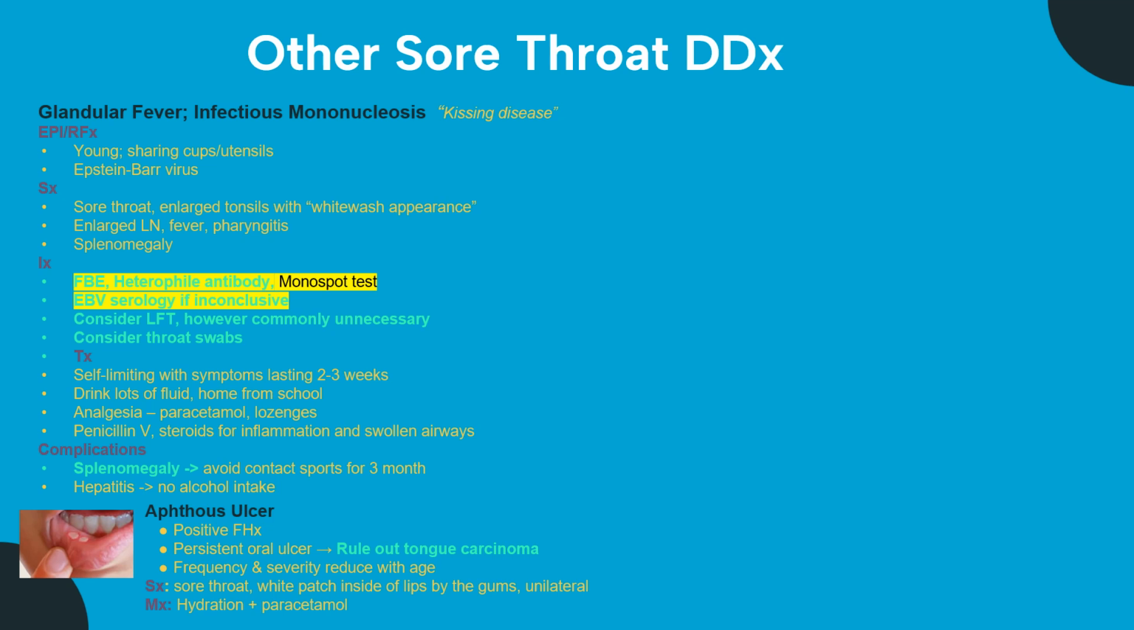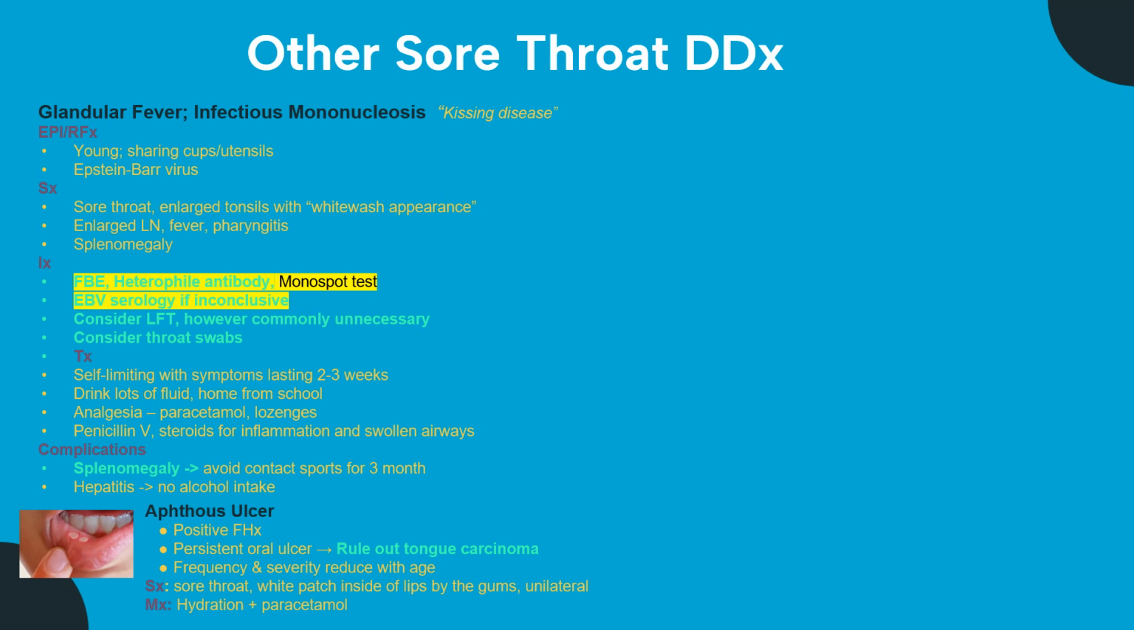In terms of complications, as mentioned, avoid any contact sports because splenomegaly can be an issue, and if you have a ruptured spleen, that's not good, it can cause massive hemorrhage. Hepatitis can also be a problem, so we suggest to avoid alcohol, and if you're showing any symptoms or any red flags, to return for reassessment.